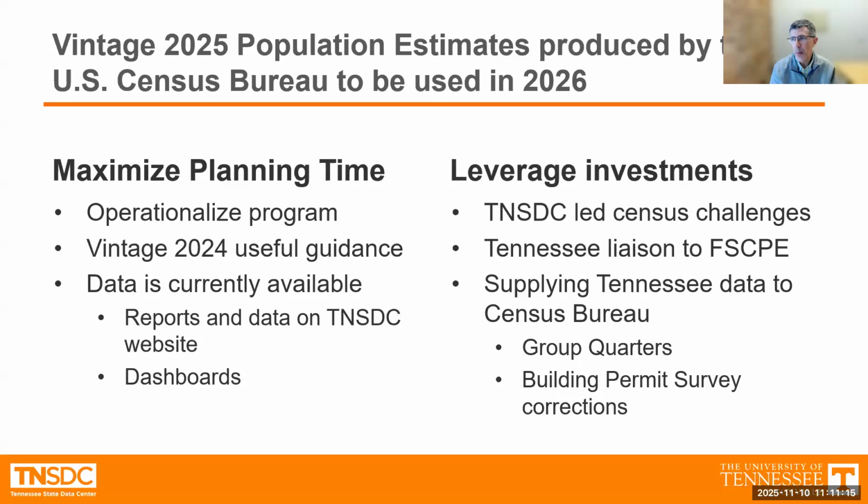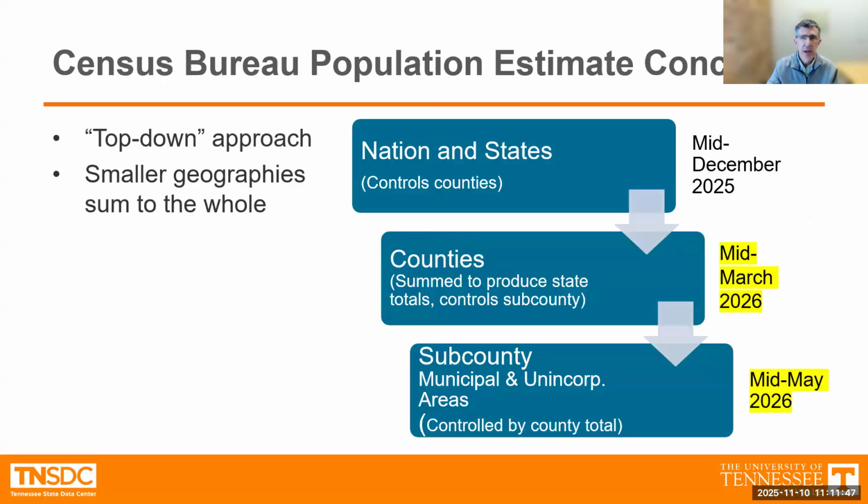We also work as a liaison for the state of Tennessee to the Federal State Cooperative for Population Estimates. In that role, we work to supply information about the state to the Census Bureau, and that includes things like group quarter population, that's the number of people living inside dormitories, prisons, jails, and nursing homes across the state. And we also work with communities to submit corrections to the building permit survey that are the basis for municipal population estimates. And we'll be talking more about that here in a few minutes.